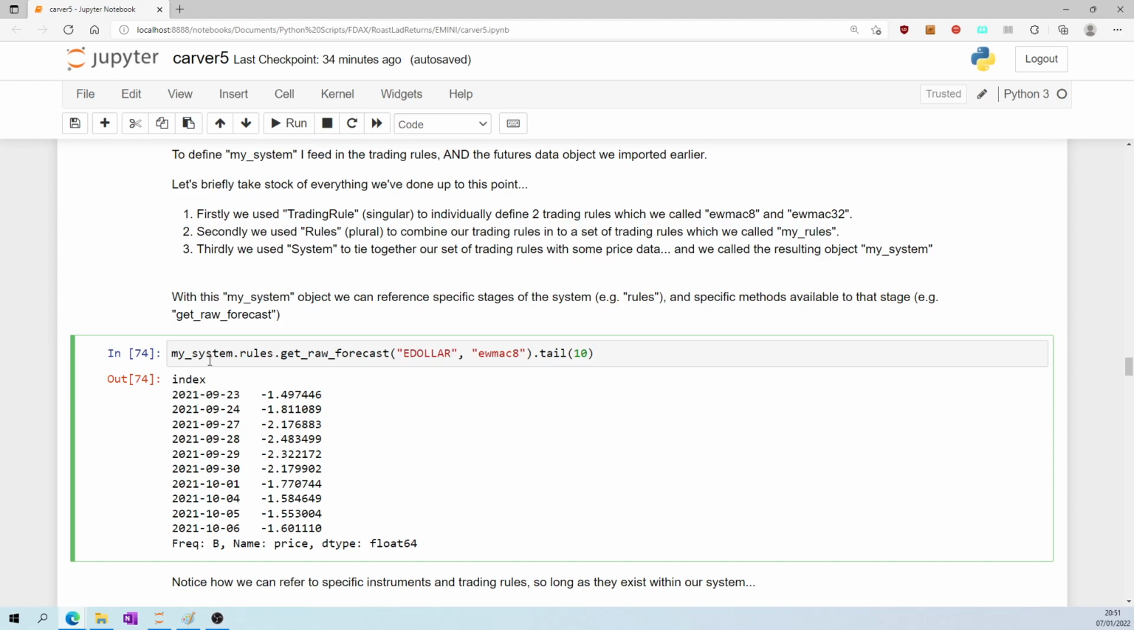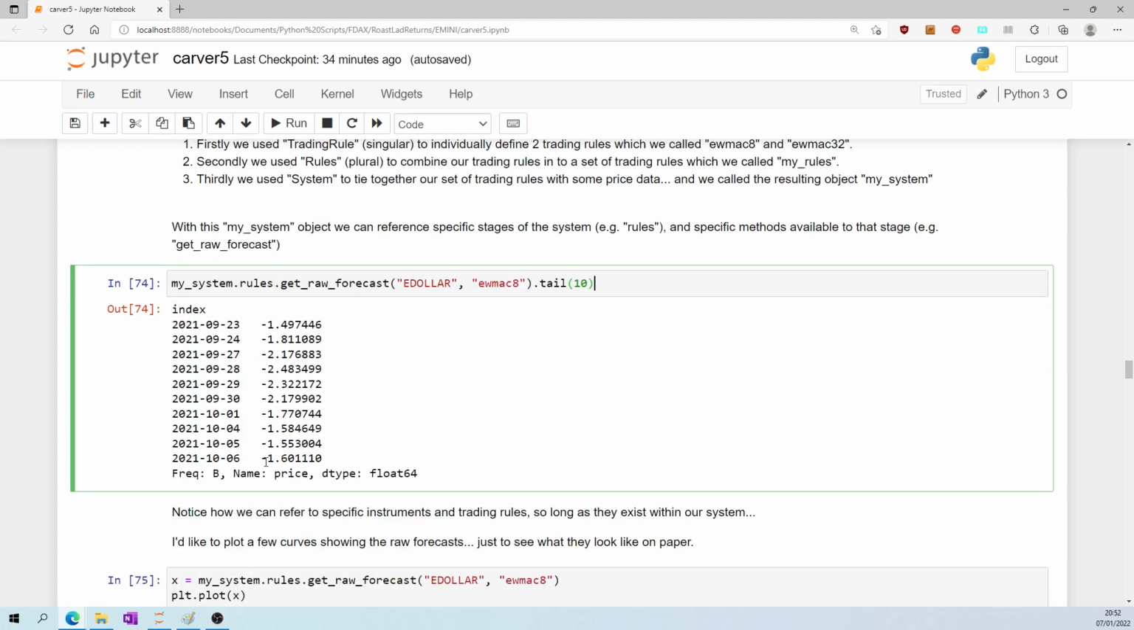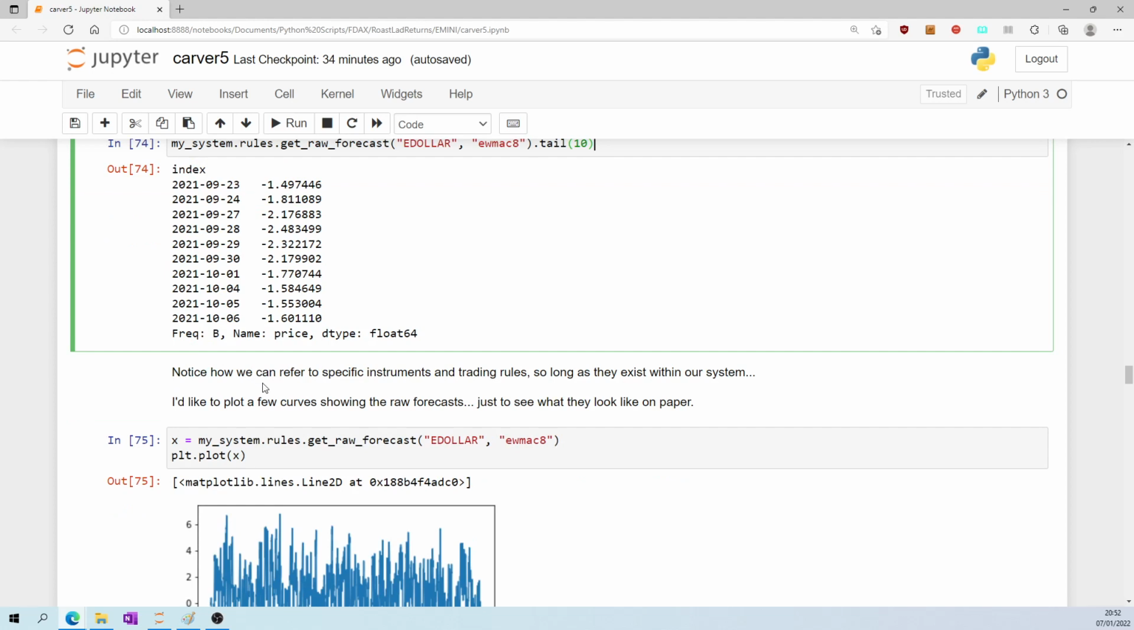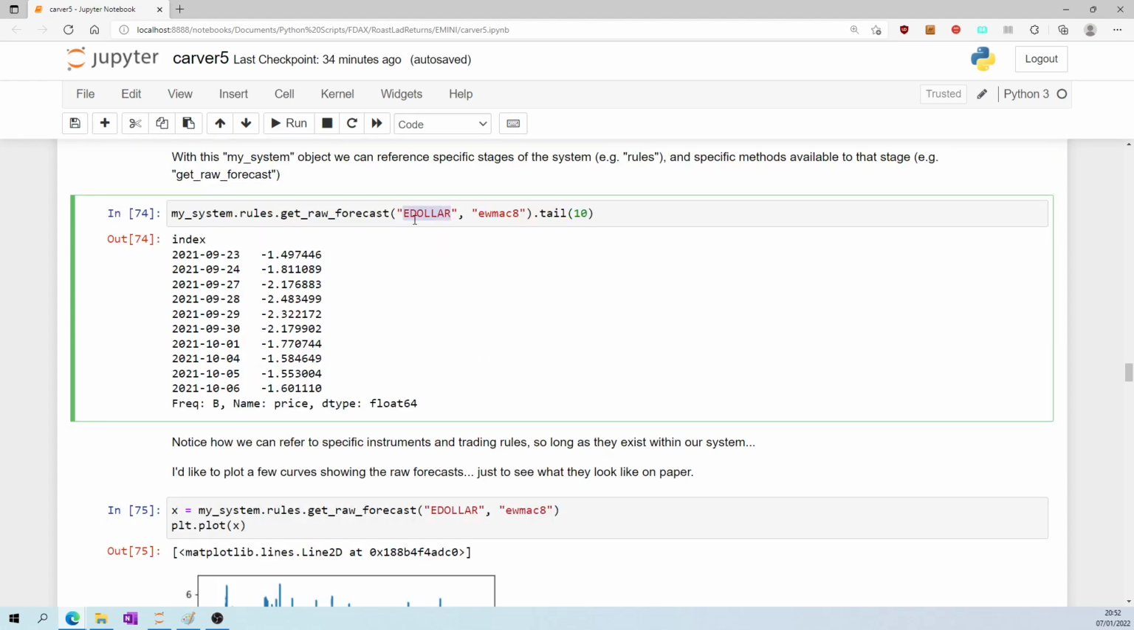Case in point, my system.rules.get raw forecast for the instrument euro-dollar for the trading rule EWMAC 8, and just show the last 10 values, which it does. Then negative values. It seems that this rule wants us to be short euro-dollar at the moment. Notice that we can refer to specific instruments and trading rules so long as they exist within our system. By that I mean I could and will change this to gold, and I'll change this to EWMAC 32, and sure enough it works just fine.